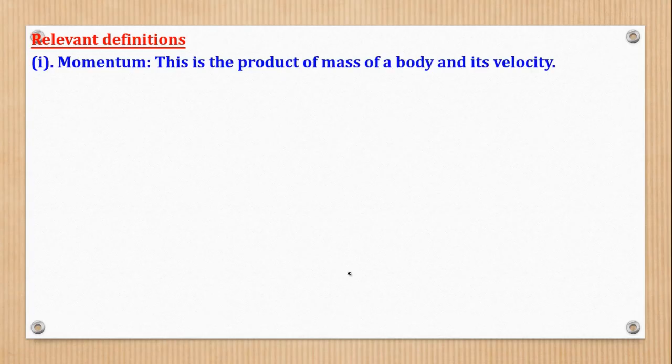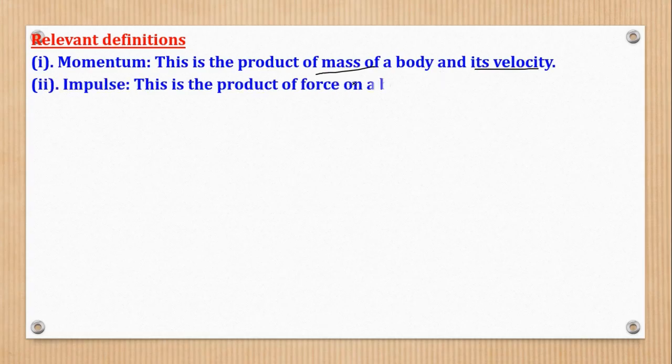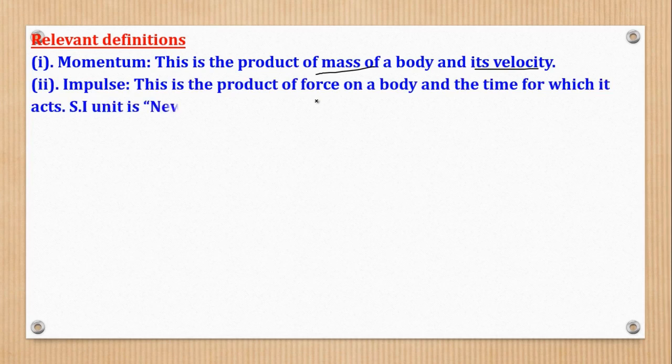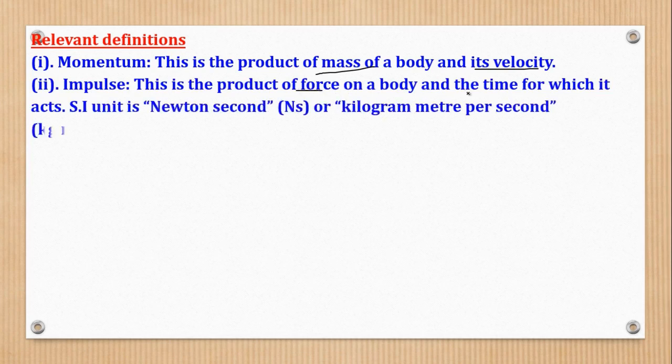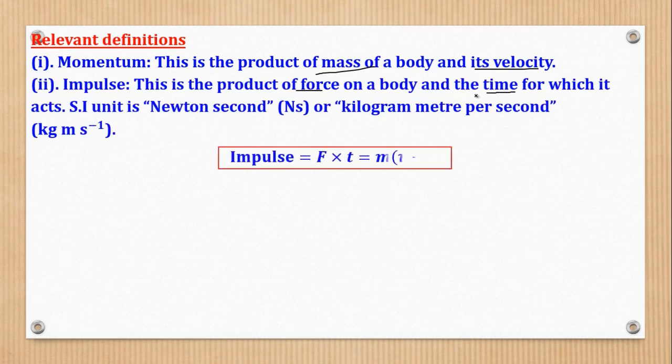So there are some definitions which we shall need to define. One is momentum. We have already said that momentum is the product of mass and its velocity. Then the other one is called impulse. So impulse is the product of force and time. So when we multiply force by time, we shall get impulse.